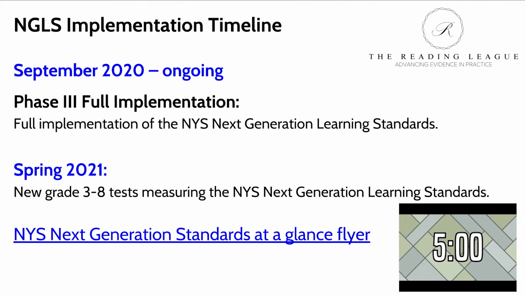Then we get into September 2020 and beyond. It's phase 3. This is full implementation. Full implementation of the Next Generation Learning Standards. So essentially, starting this school year, we have 3 years to understand these standards before we begin to assess them and before we begin to implement them. Spring 2021 will be the first time the new 3 through 8 Next Generation Learning Standards will be measured through an assessment. So I like to tell our teachers at West Genesee, it's our current kindergarten class. We'll be the first group of 3rd graders that will be assessed on the Next Generation Learning Standards.